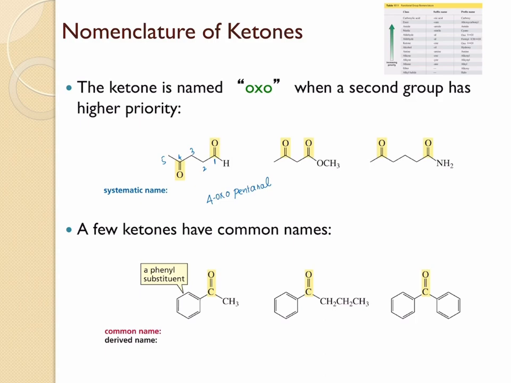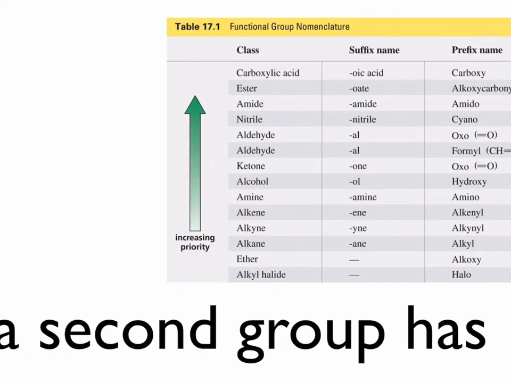Let's take a look at the next compound. We have an ester group and also a ketone. When you look at this, the ketone is here and the ester is here, which means the ester is going to have higher priority. And the high priority group should have the suffix, whereas the low priority group should have the prefix.